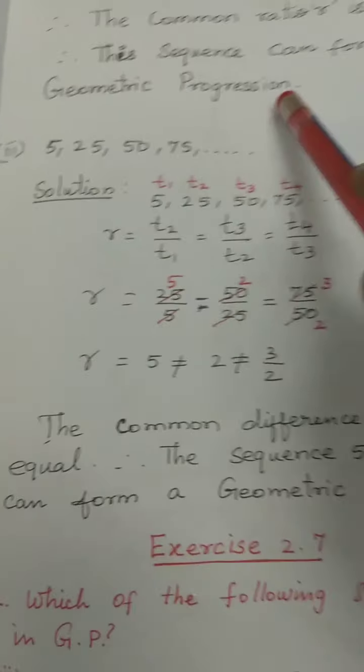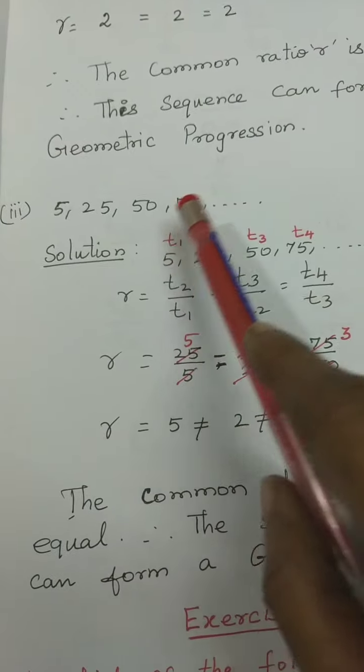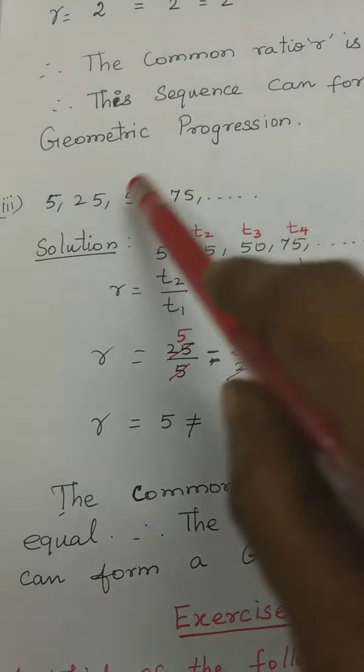Okay, then the third sum: 5, 25, 50, 75 and so on. They are given this sequence.